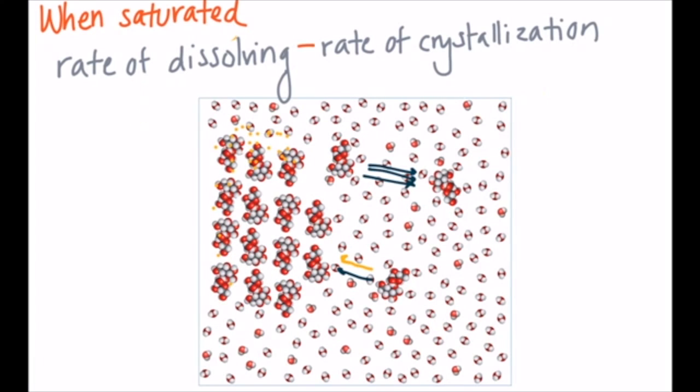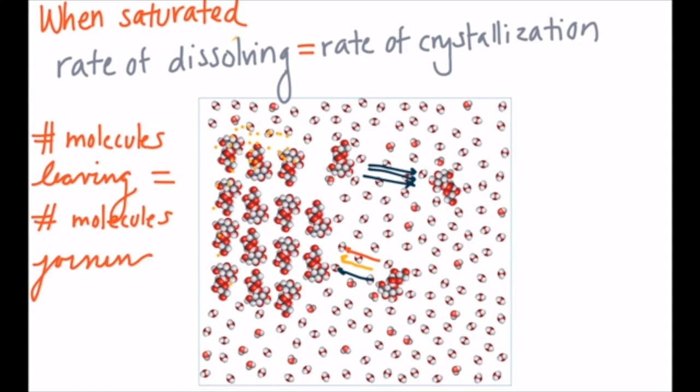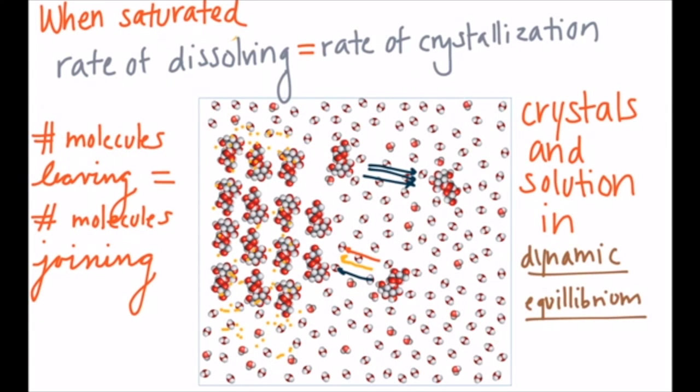Eventually, the rate of dissolving equals the rate of crystallization, and this is when the solution is saturated. The number of molecules leaving the sugar crystal is equal to the number of molecules joining the sugar crystal. This means that the crystals and solution are in a dynamic equilibrium and the crystals do not change in size.